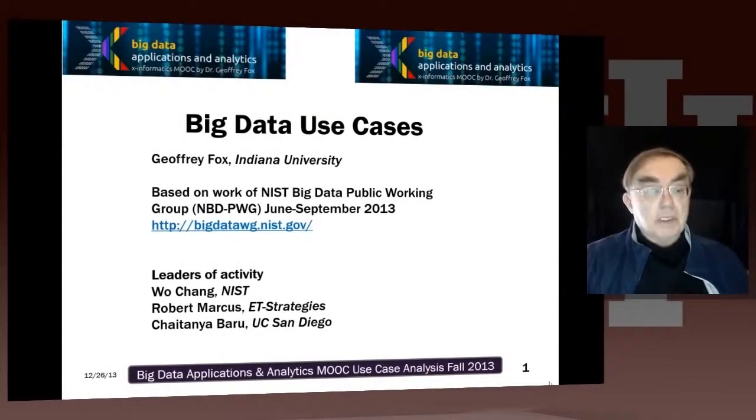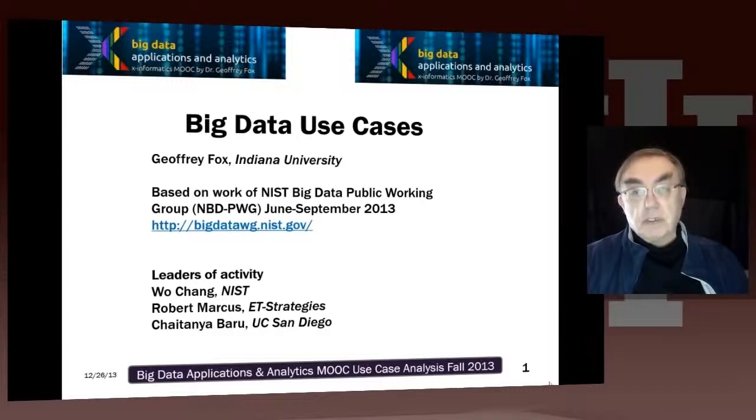Hello, this is Jeffrey Fox here again, and we're going to describe a new section describing big data use cases, in particular the use cases identified as part of a NIST study. That NIST study happened between June and September in 2013 and was led by Wo Chang, Robert Marcus, and Chaitan Baru. This section has units describing three different things.